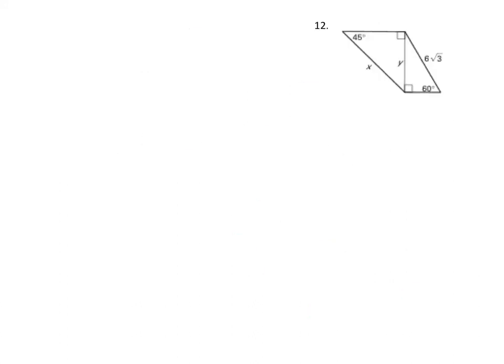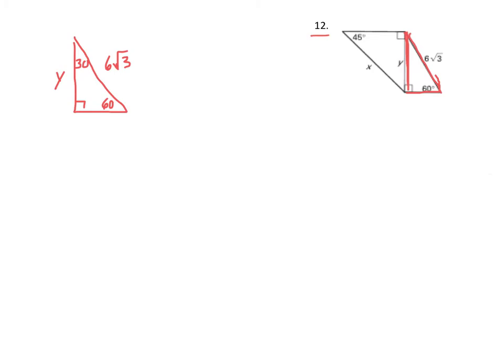Now for example 12, it looks like we have a little bit more going on here. We have two right triangles that are sharing this one side down the middle. So the first one I'm going to focus on is the one on the right, because they actually do give me one side length for this. So I'll redraw that over here. We have our right angle. We have 60 down here, which means I have 30 up here. They have this side labeled as y, and they give us this side, which is 6 radical 3.